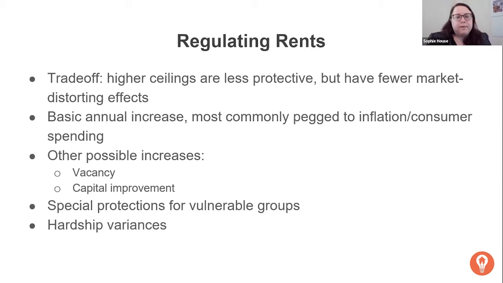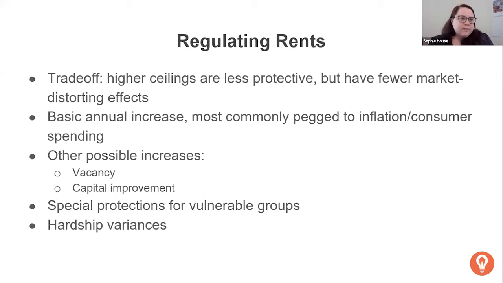So the second umbrella of questions concerns how to regulate rents and determine rent increases. In general, higher rent ceilings are less protective. They leave tenants more vulnerable to rent spikes, but have fewer market distorting effects. Lower ceilings give more protection against rent spikes, but again, can provide more constraints on markets. And the first basic question is, what is the increase that landlords can take as of right in any given year? Almost all jurisdictions peg rent increases to some measure of inflation or consumer prices. The most common formula that we see is some percentage of annual rent plus the increase in the CPI.